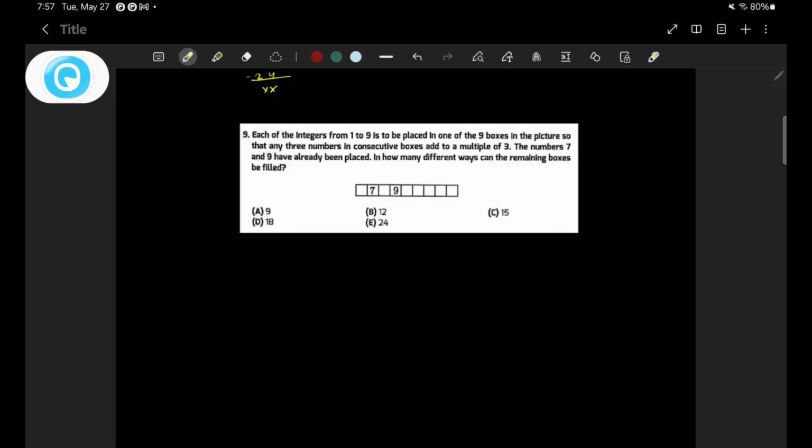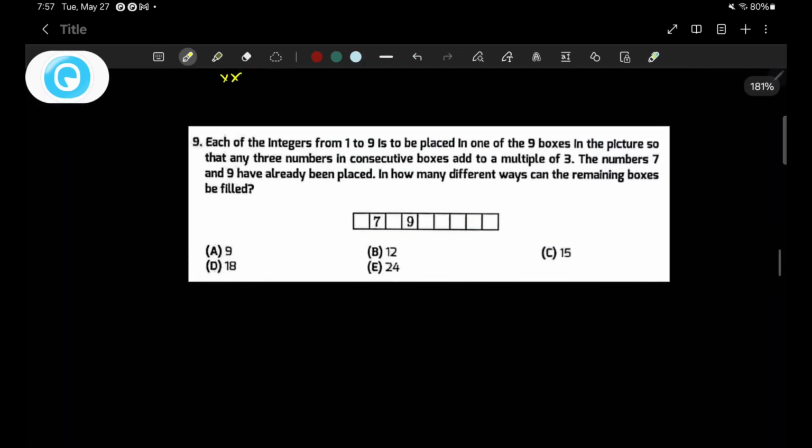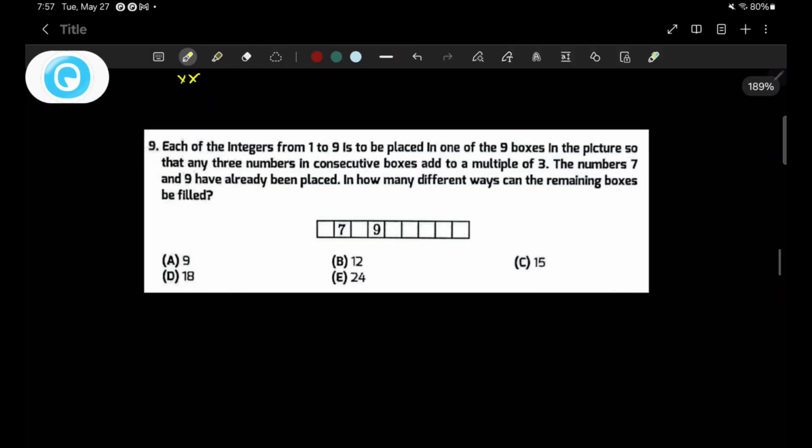Okay, so for this question now, each of the integers from 1 to 9 is to be placed in one of the 9 boxes in the picture, so that any 3 numbers in consecutive boxes add to a multiple of 3. The numbers 7 and 9 have already been placed. In how many different ways can the remaining boxes be filled?